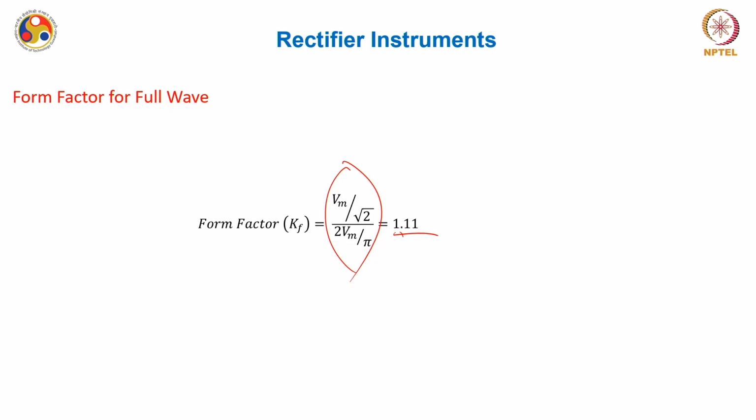Similarly, if I have to calculate for a half wave rectifier, I will just remove this 2, and Vm by pi is the average value for the half wave rectifier. The form factor is Vm by root 2 divided by Vm by pi, and by cancelling Vm, I will get a form factor of 2.22. So the form factor for the half wave rectifier is just double that of the full wave rectifier. This form factor carries a lot of importance, particularly in the scale design of rectifier instruments.